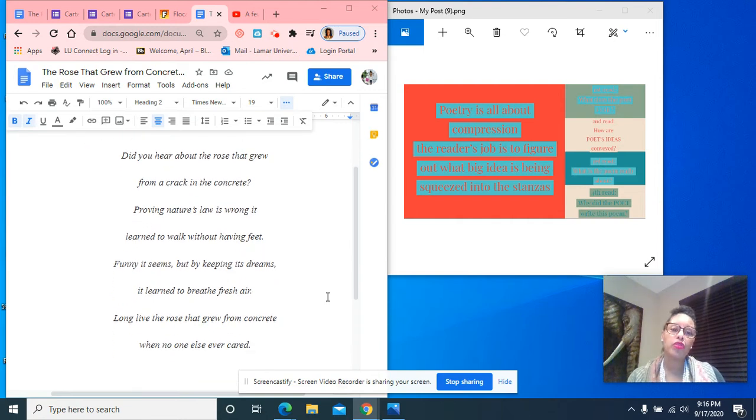Did you hear about the rose that grew from a crack in the concrete? Proving nature's law is wrong. It learned to walk without having feet. Funny, it seems, but by keeping its dreams, it learned to breathe fresh air. Long live the rose that grew from concrete when no one else ever cared.